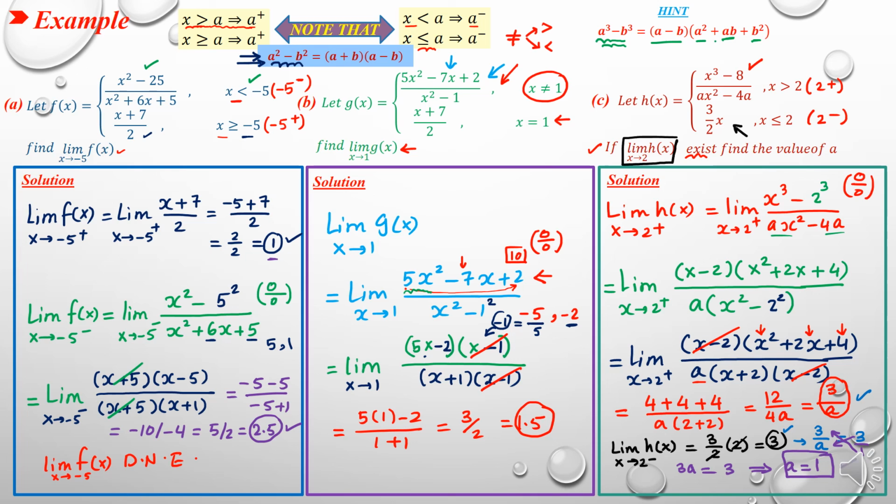So this is the value of a that makes the limit of the given function exist when x goes to 2. And this is the end of part C, and that's it.